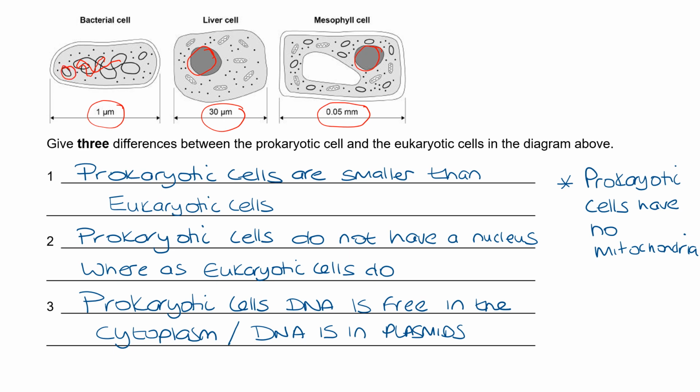And then finally, a 4th difference is that prokaryotic cells have no mitochondria. And again, you can see this on the diagrams. Both the mesophyll and the liver cell have mitochondria, which is always represented by this oblong shape with a little wavy line in it.